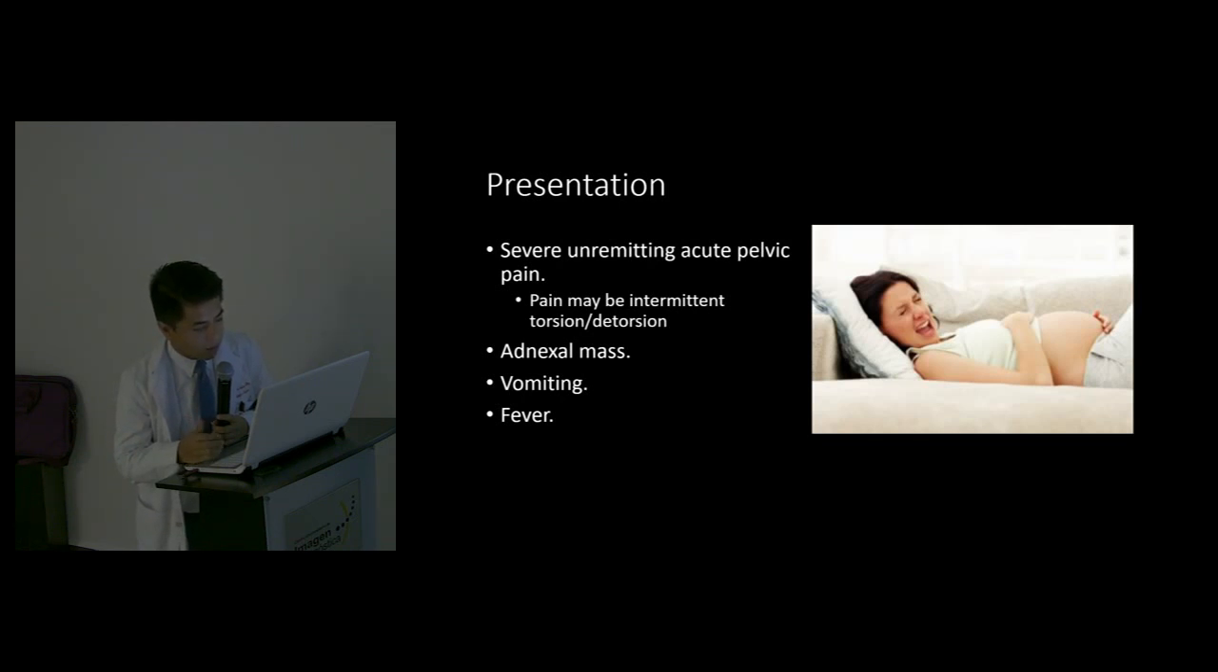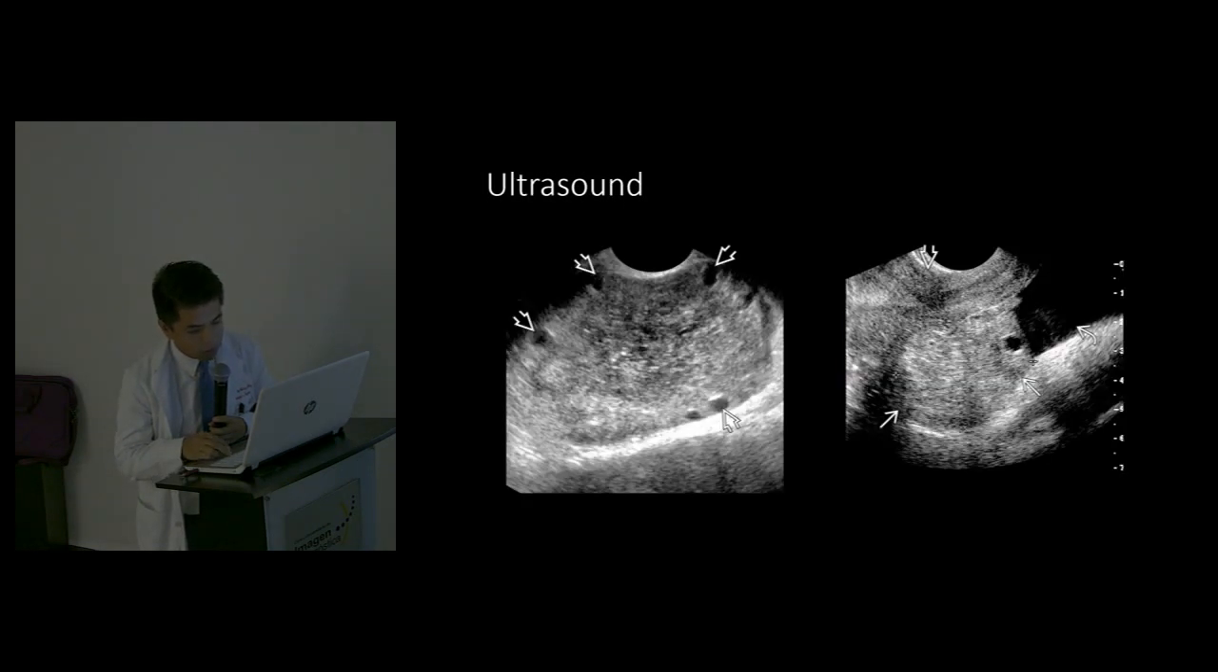Pain may be intermittent with the torsion and detorsion. We can see the adnexal mass that may or may not be palpable. Vomiting is common, and fever occurs if the ovary is in fact infarcted. So by ultrasound we found an ovary that is enlarged and heterogeneously echogenic, with multiple cysts in the periphery.